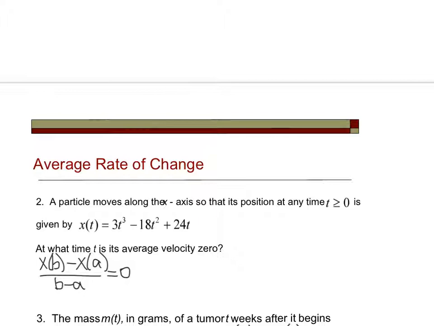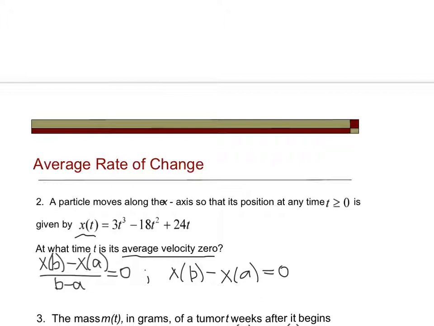Okay, so for this problem, again, we were given the position of a function, and we are asked for when the average velocity is equal to 0. To find average velocity, since we're given position, we do slope. So it would be x of the second value minus x of the first value, all over b minus a. Change in y over change in x is equal to 0. Since the fraction is equal to 0, we can just set the numerator equal to 0. So we'd have x of b minus x of a equals 0.